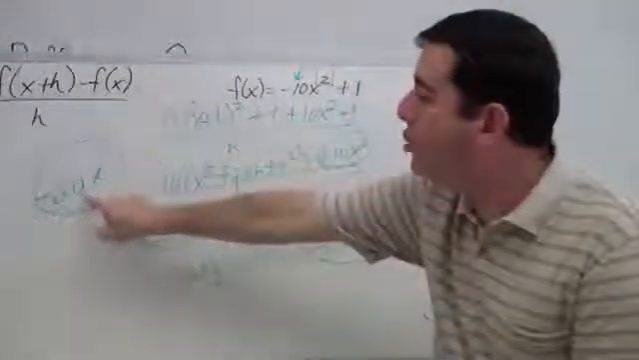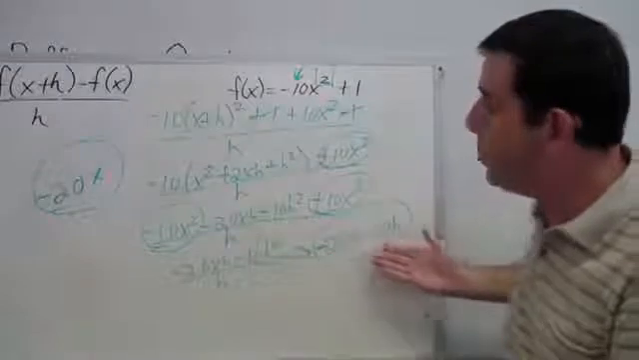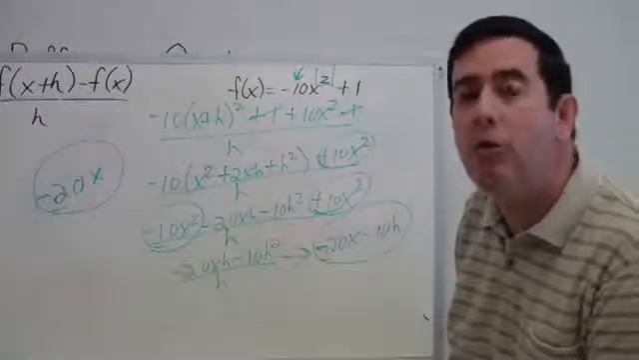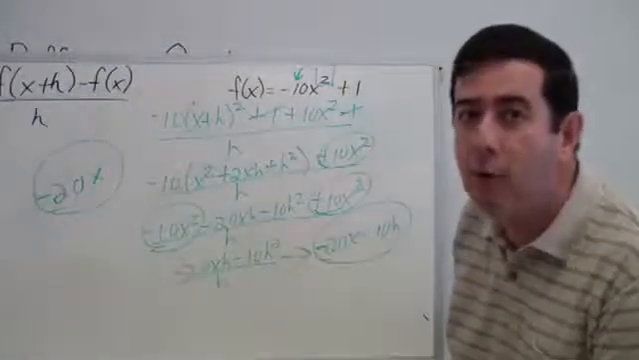So that minus 20x is pretty close to being what our difference quotient solution was. This gives us a way to check to see if our answer is right. We can do it very quickly that way.